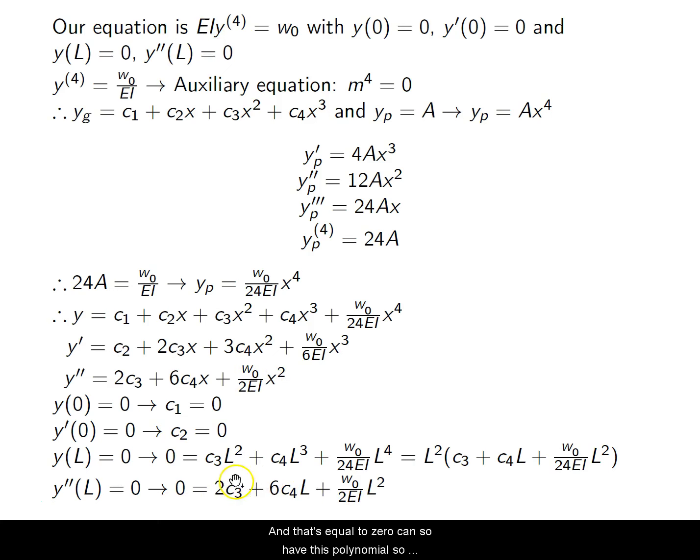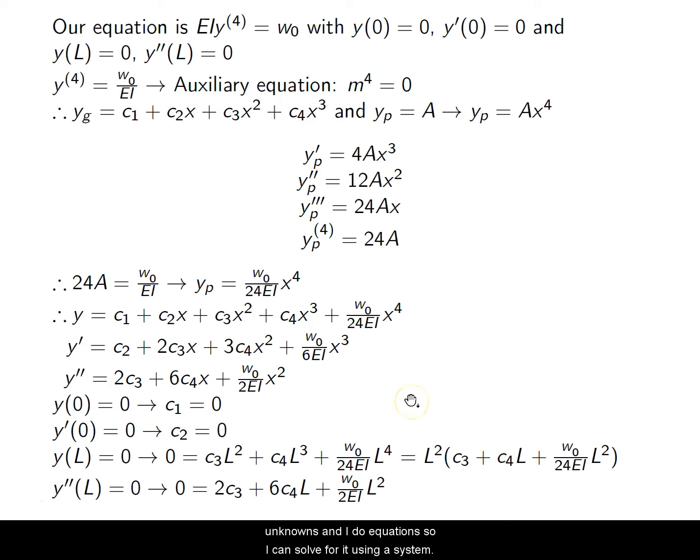Okay, so I have this polynomial. So now what I need to do is I have this equals 0 and this equals 0, and that is what I need to solve in order to figure out C3 and C4. So again, I have two equations, both in terms of the same variables, C3 and C4. That's what I need to solve, not L. L is a fixed constant in this case, right? But I can use these two equations to solve for my two unknowns.